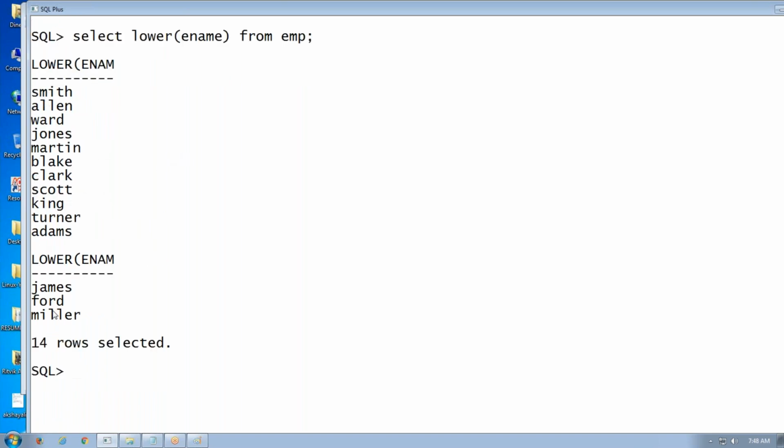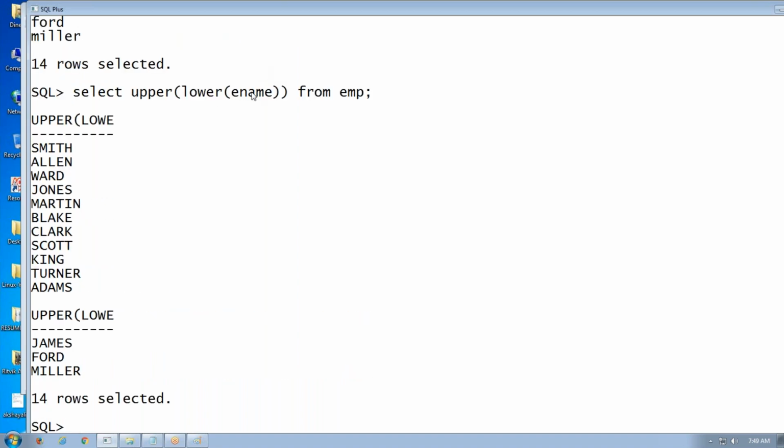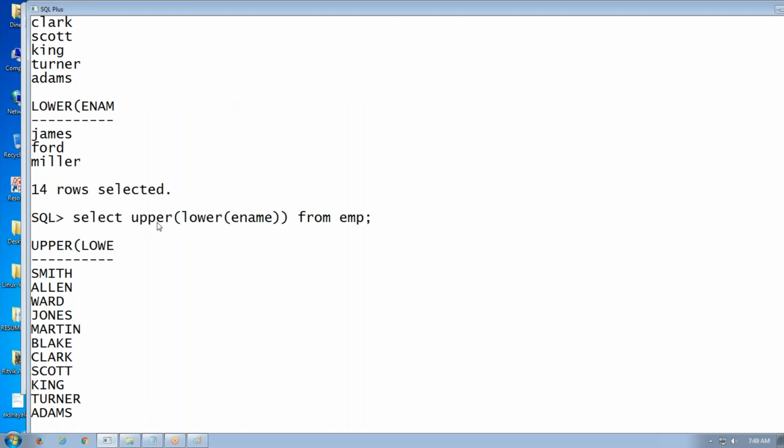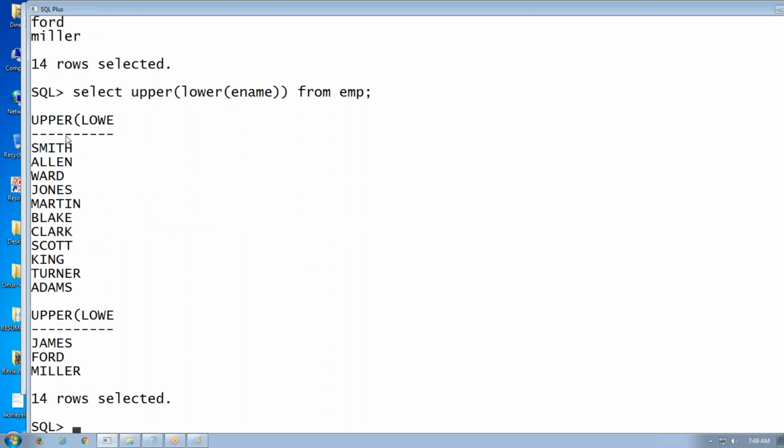Can I convert these values again into uppercase? Yes, you can convert. What is the use of this, upper of lower of and so on? Actually, only for our understandability, I am taking this example. First, the lower function takes employee names and those names are converted into lowercase. The lowercase values are passed to upper, which converts the values again into capital case. Actually, by default, in the table the employee names are in capital case.